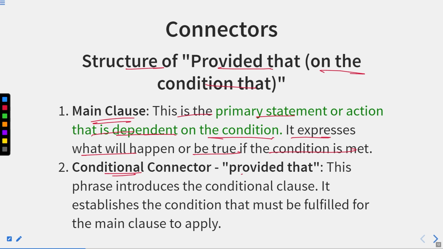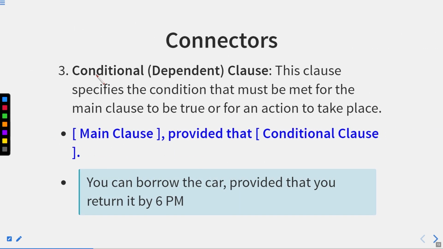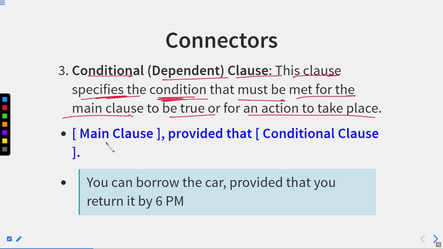Now, the conditional connector, provided that: this phrase introduces the conditional clause. It establishes the condition that must be fulfilled for the main clause to apply. Now, the conditional or dependent clause specifies the condition that must be met for the main clause to be true or for an action to take place. First of all, we'll have the main clause, then provided that, and then the conditional clause.